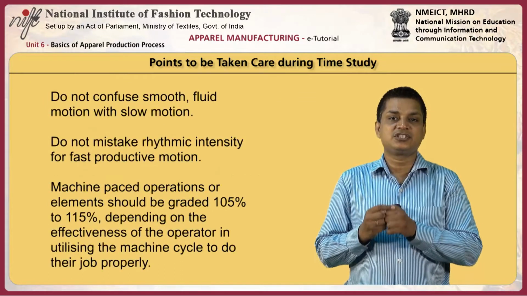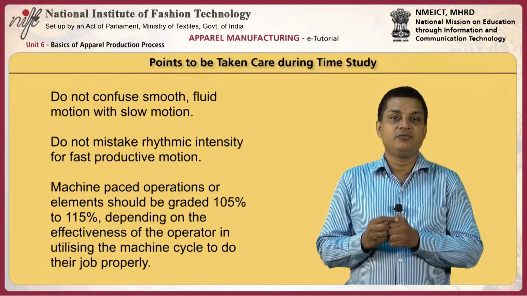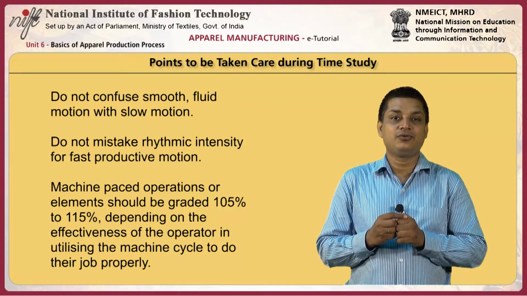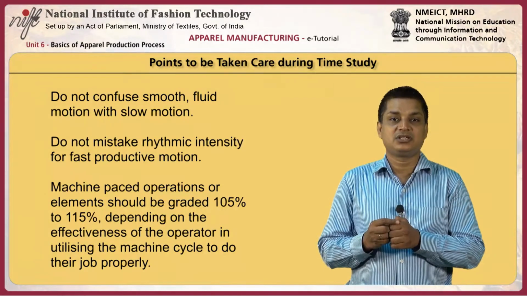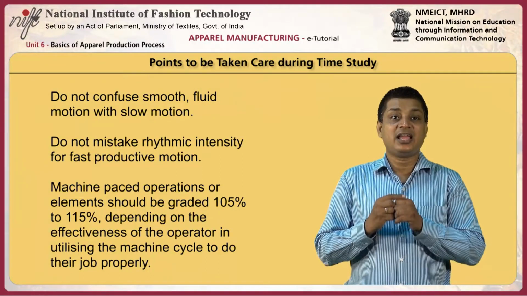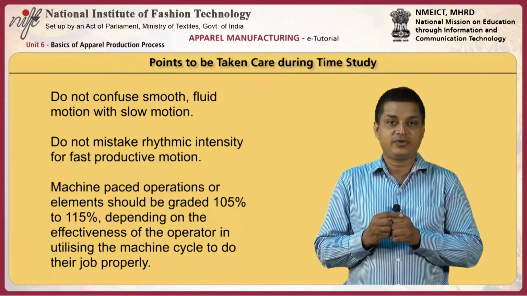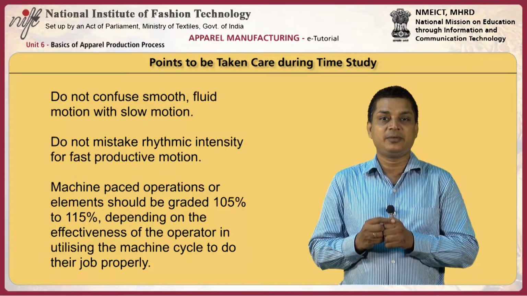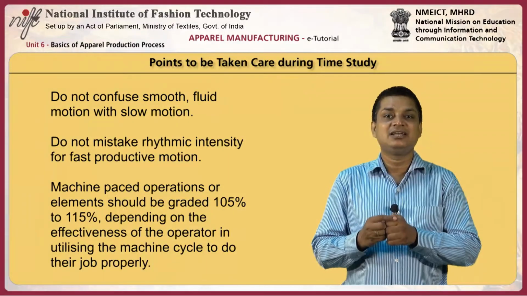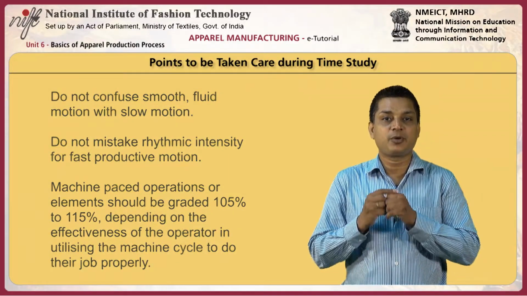Do not confuse smooth, fluid motion with slow motion. Don't mistake rhythmic intensity for fast, productive motion. Machine-paced operations or elements should be graded 105 to 115 depending on the effectiveness of the operator in utilizing the machine cycle to do their job properly.